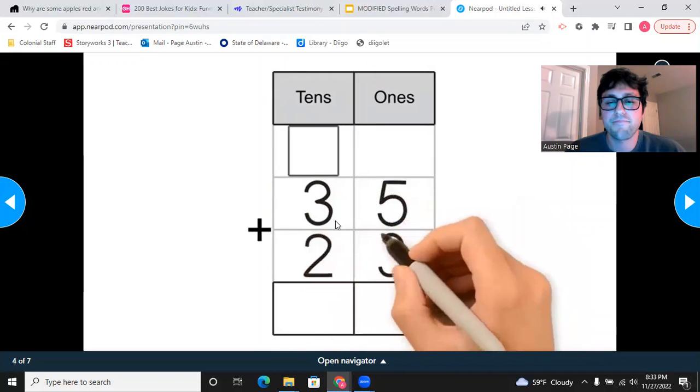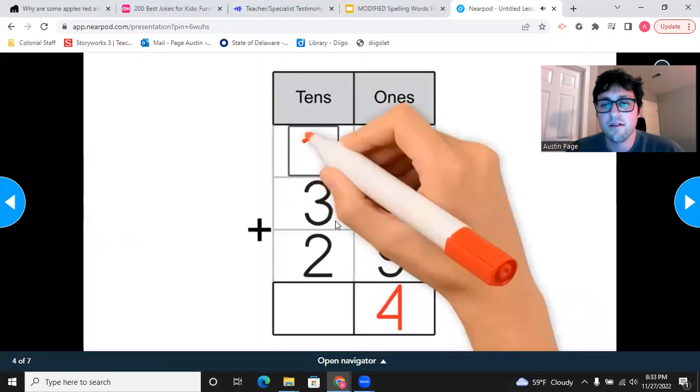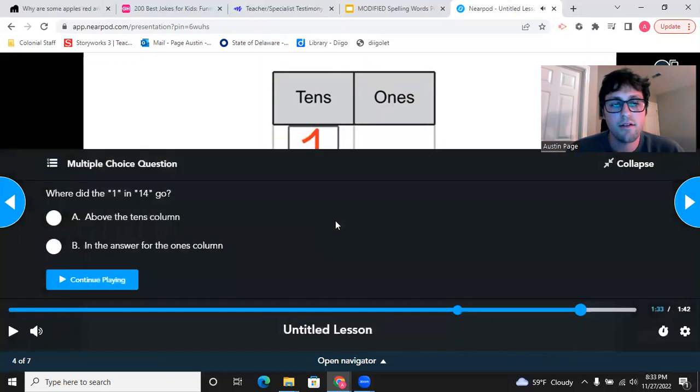35 plus 29. First, we add the ones. 5 plus 9 is equal to 14. 14 is made of 4 ones and 1 ten. All right, so where did the 1 in 14 go? Is it above the tens column or is it in the answer for the ones column? So we have to remember that we can only put one number down there in the answer for the ones column. So we're going to put the 4 from 14 down there and the 1 up top in the tens, because if we had 14 ones there, we could take 10 of them and make it an extra 10. So we're putting 1 extra 10 in our tens column. So above the tens column.